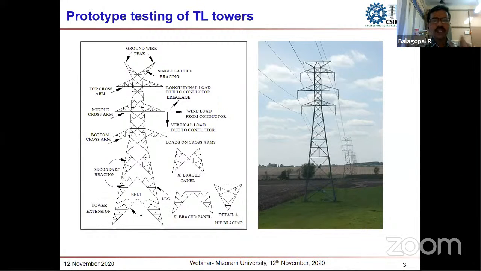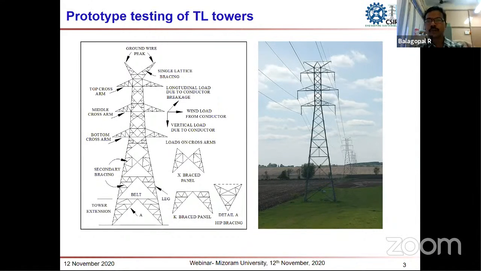And there are 3 types of loads acting on a transmission tower. The first one is the vertical load. The vertical load is due to the self weight of the tower and the self weight of the conductor, and that will be simulated through the prototype testing. How much vertical load is coming on the tower, that will be simulated. That is the vertical load due to the conductor.